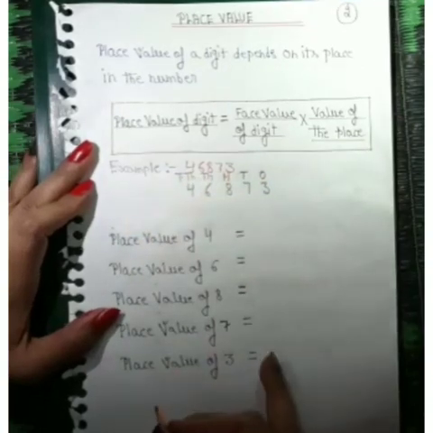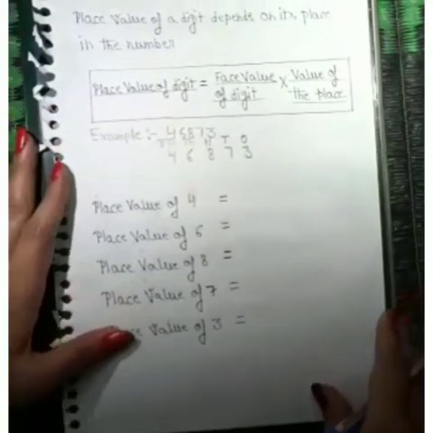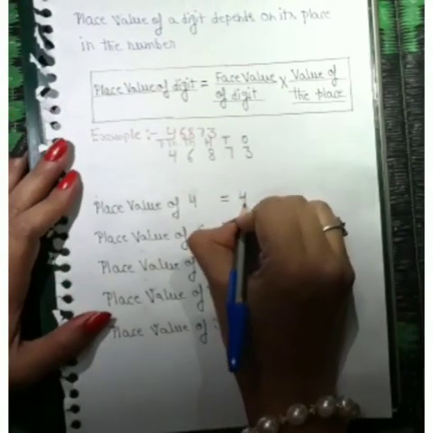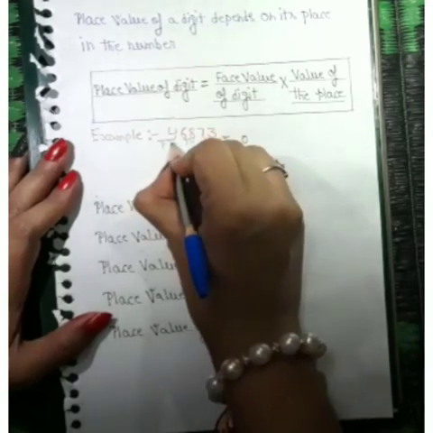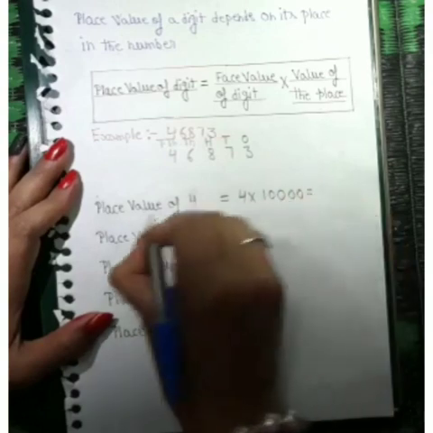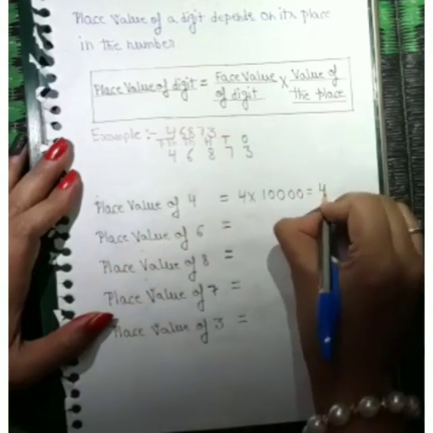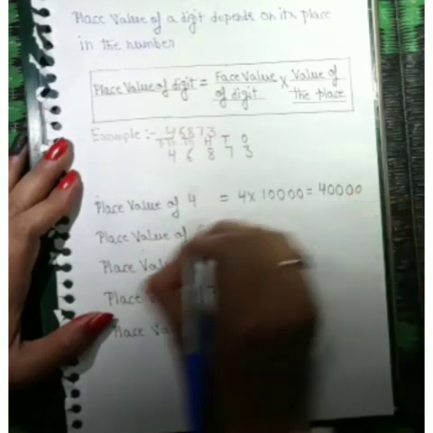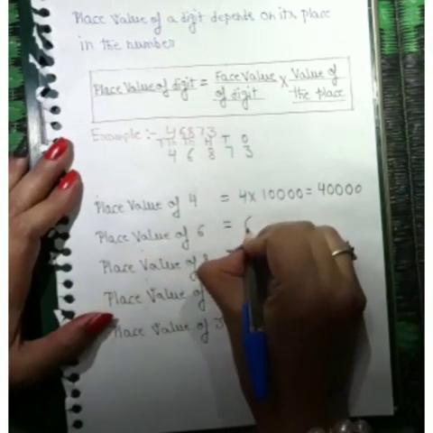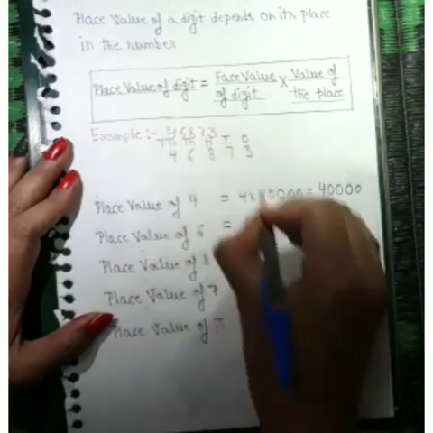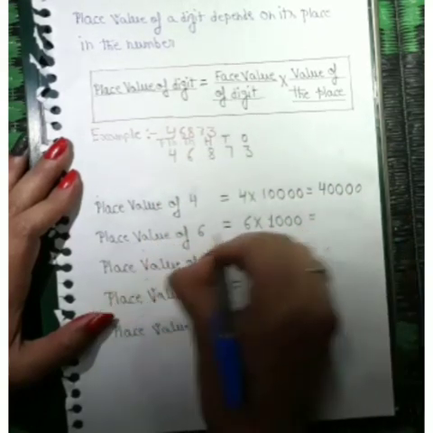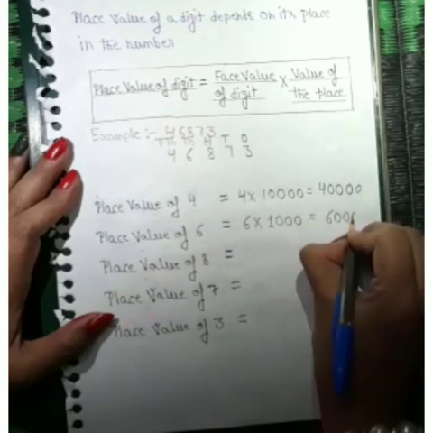Now the place value of 4 is equal to face value of 4 into value of the place, that is 10,000. Now the place value of 4 is equal to 40,000. Now the place value of 6 is equal to face value of 6 into value of the place, that is 1000. Now the place value of 6 is 6,000.